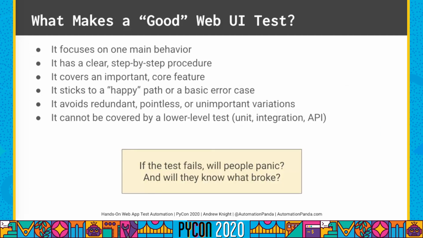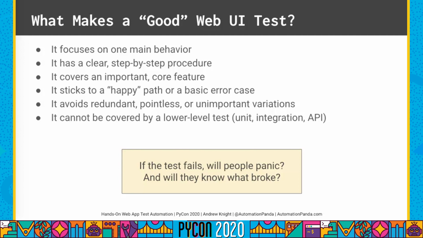So, what makes a good web UI test? There are a couple of pointers I can give. First of all, a good web UI test should focus on one main behavior. Within a web UI application, that could be something like login, or creating a new profile, or uploading a specific document. You don't want a single test to do too many things, because when that test fails, you want to know exactly what broke.